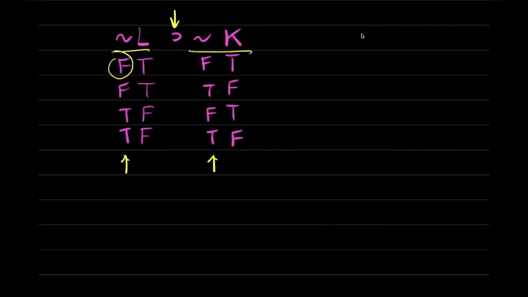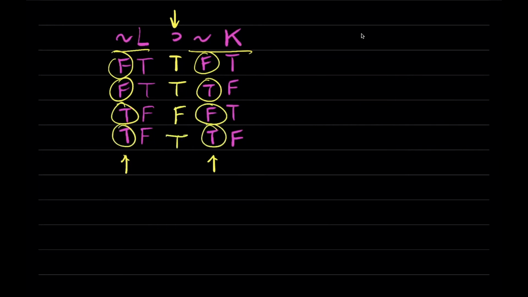So here we have something false implying something false. That'll give us a true conditional. Something false implying something true. That'll give us a true conditional. But here's our exception, something true implying something false. That'll give us a false conditional. And true implying true. That'll give us a true conditional. And once I figured out the values underneath the main operator, I'm going to circle those.